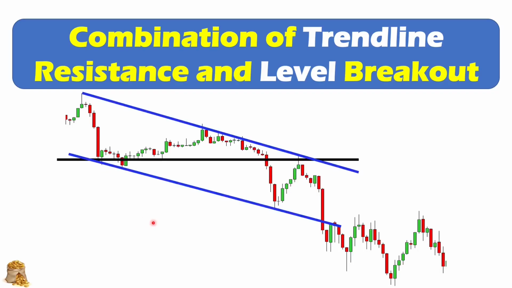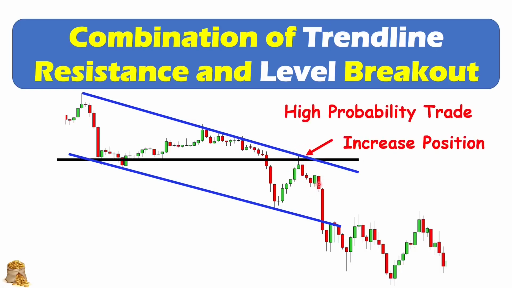By putting both setups at the same time, the trend line resistance and also the level breakout, we can see that both of them point to the same short opportunity here. If you see both the trend line and the level give you the same signal, the probability of the trade will increase greatly. And then what you can do is to increase your position because this is a very good opportunity.